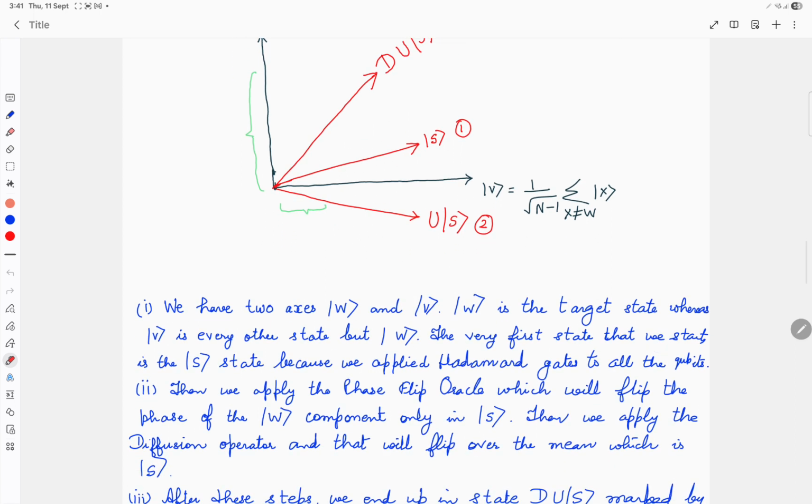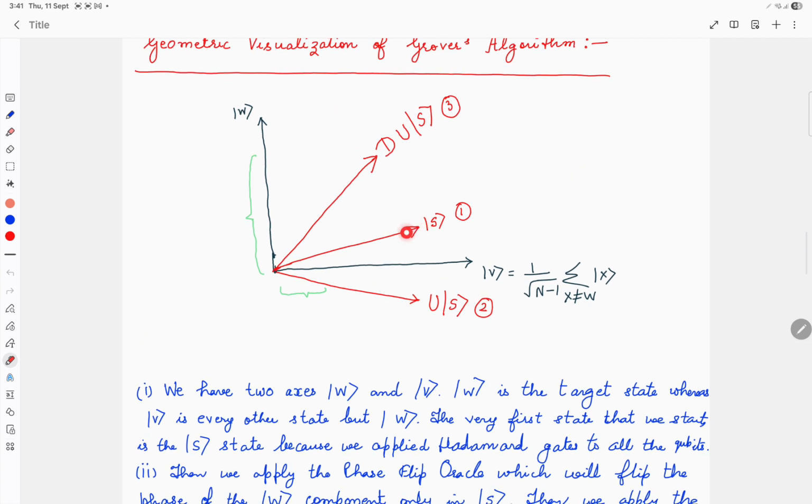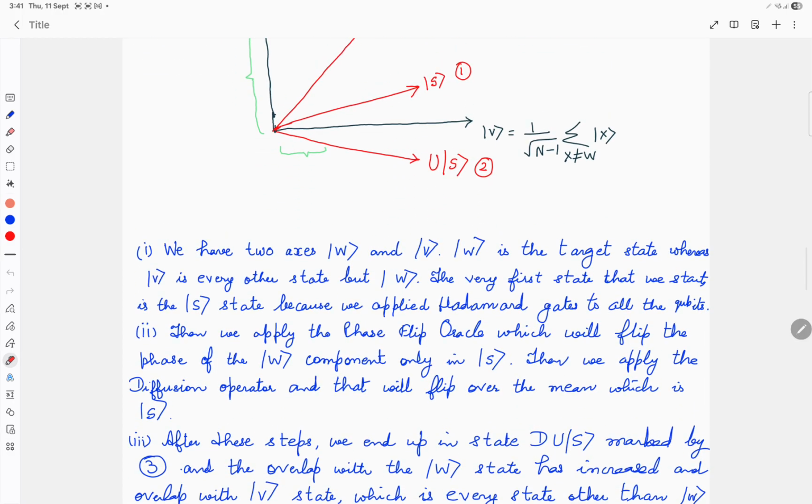Now let us start from the ket S state, because we applied Hadamard gates to all the qubits. So ket S is the state where we applied the Hadamard gates, and ket S is the equal superposition state. To this equal superposition state we apply the phase flip oracle. The phase flip oracle will actually flip the target state. So whatever is the proportion of the component of ket W in ket S, that portion will be flipped by the application of the phase flip oracle. That's the first step, the equal superposition step. The second step is the phase flip oracle step.